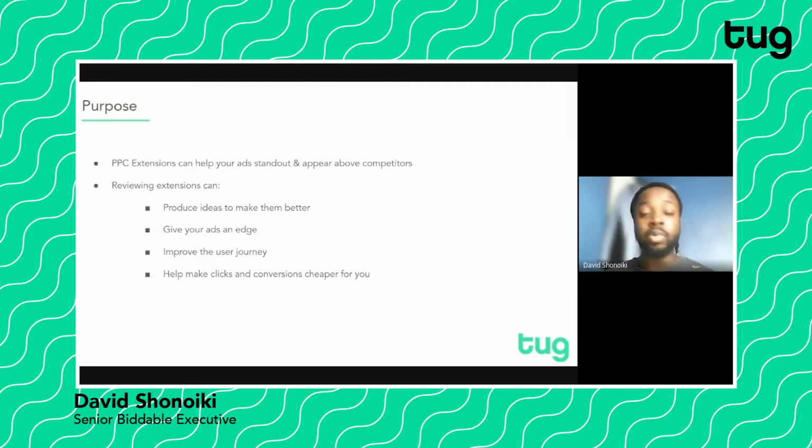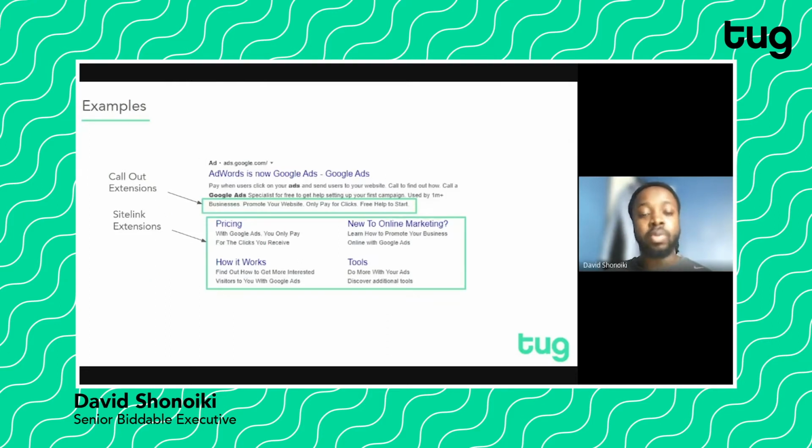Here are a few reasons why you might like to review PPC extensions. It can help you produce ideas of how to make them better. It can give your ads an edge above competitors. It can help you improve the user journey, and they can help you gain more clicks, cheaper clicks, and more conversions. So that's a few of the reasons why you might like to review your extensions, but there's a long list of other reasons.